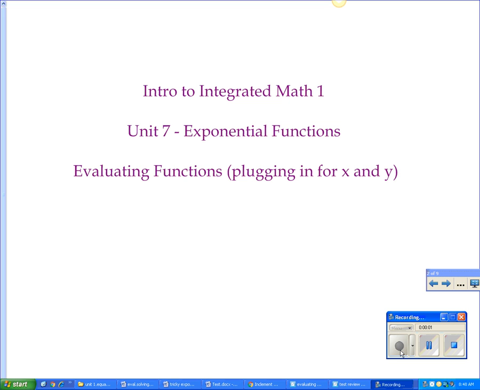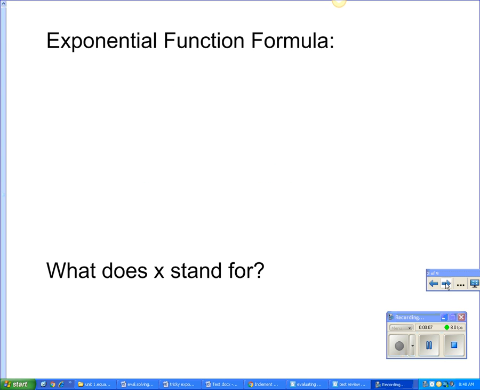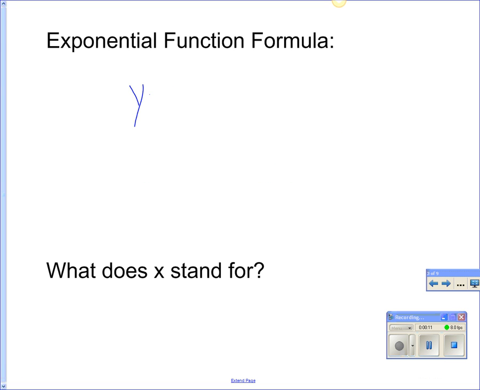To do exponential functions, we're actually going to plug in for x and y. So we're going to add an extra step to what we've been doing. So exponential function formula, y equals, what comes after the y equals? A. Write this down at the top of your paper somewhere. Y equals A. What comes next? Very good.